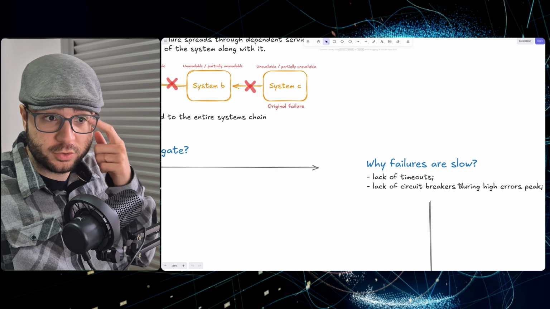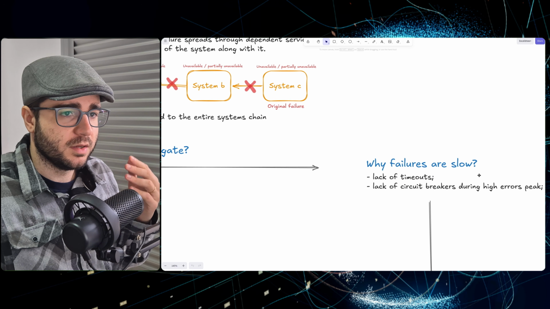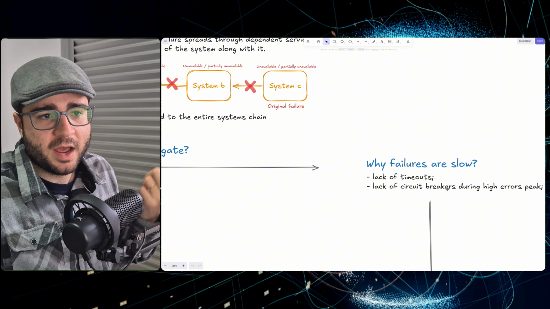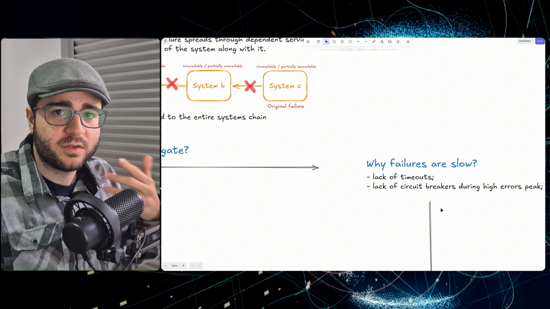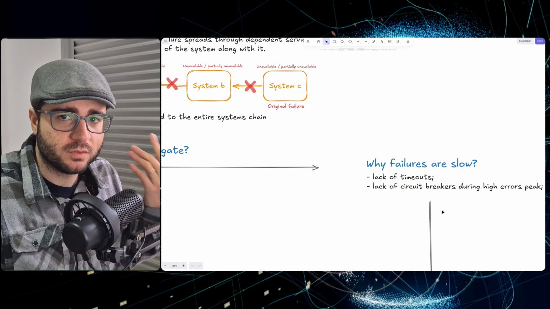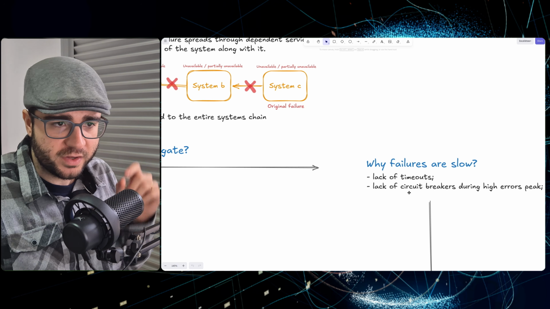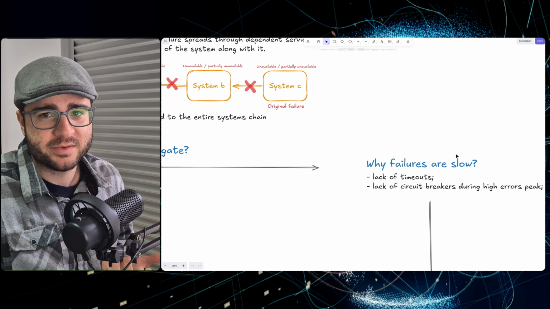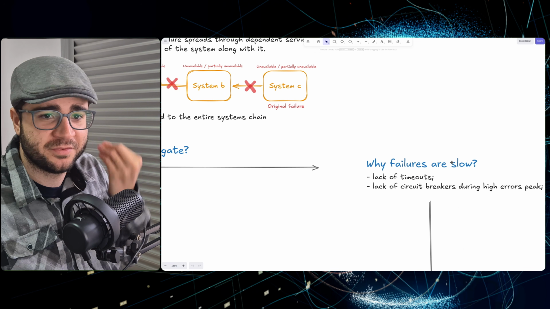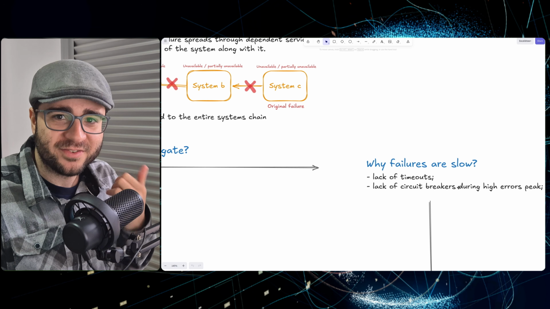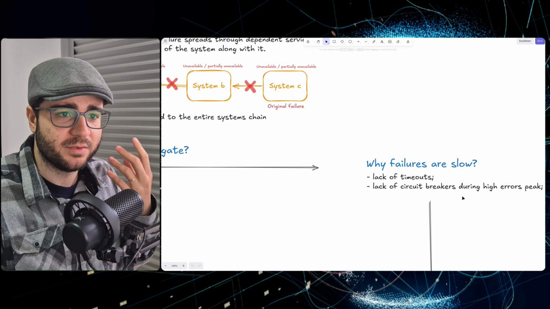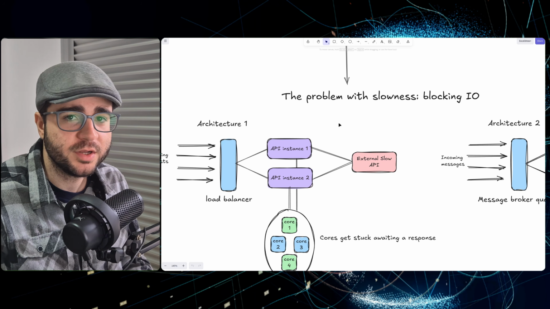So let's explore those two principles, right? Setting timeouts and actually using circuit breakers and that type of logic to avoid such problems. Those two things are related to a single strategy, that is the strategy of failing fast. Failing fast is really important when we think about scalability. So here's the thing.